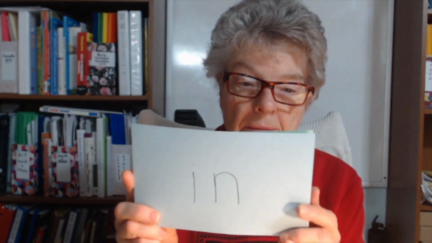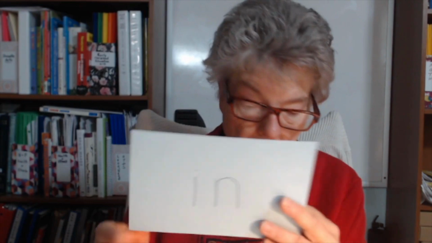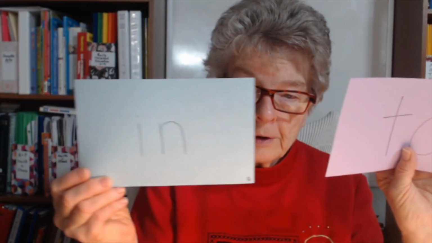And in. So these you drill for a little bit. If the child knows them, they go behind number 2. If not, they go behind number 1. I'm going to just pretend that 1 went behind 1 and 1 went behind 2.